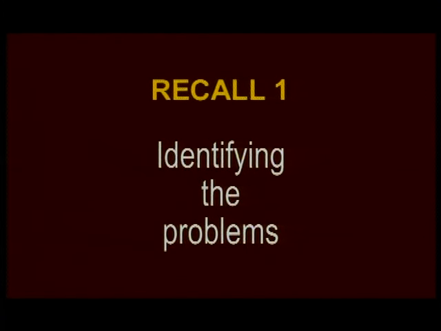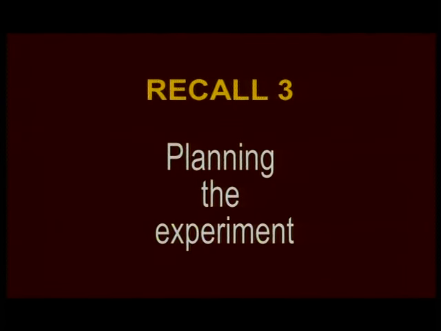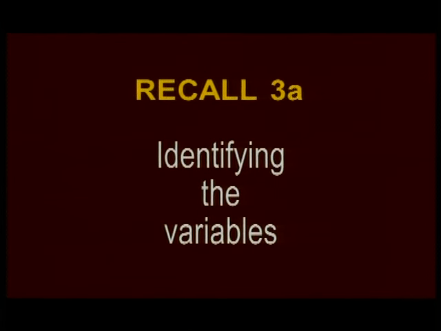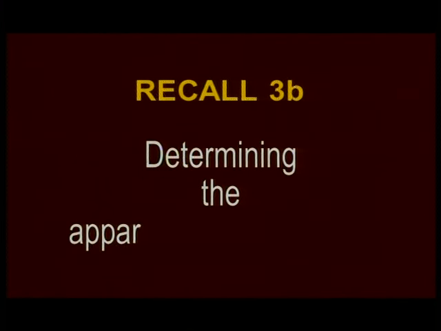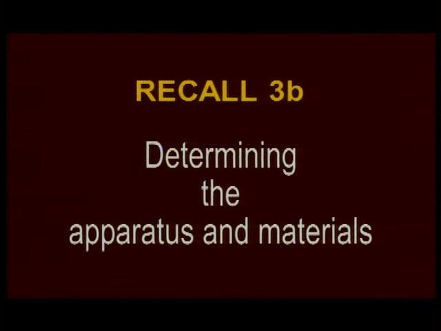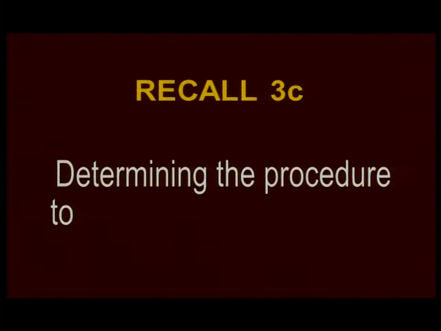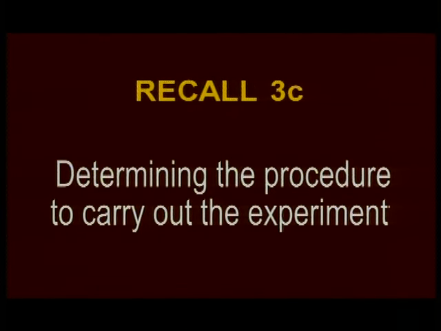Can you list down what a scientist has to do before conducting an experiment? First, he or she has to identify the scientific problem. Second, he or she has to form a hypothesis. And third, a scientist has to plan the experiment, that is, identify all the variables, determine the apparatus and material, and determine the procedure to carry out the experiment.